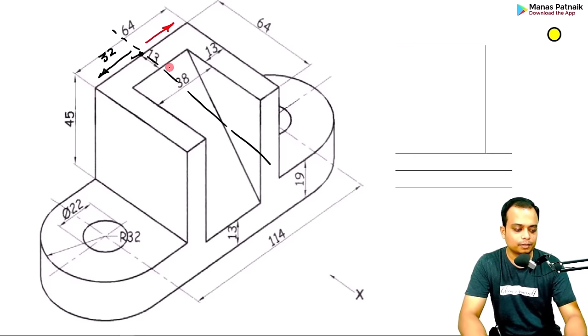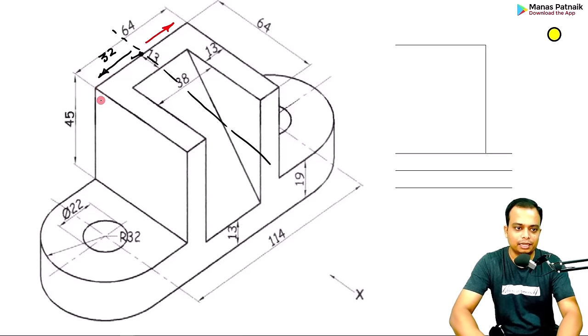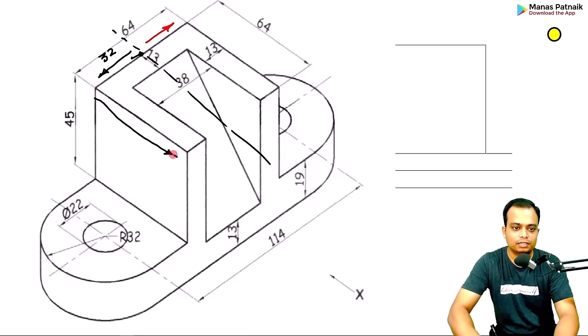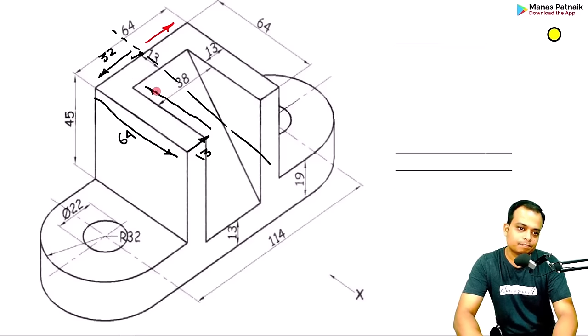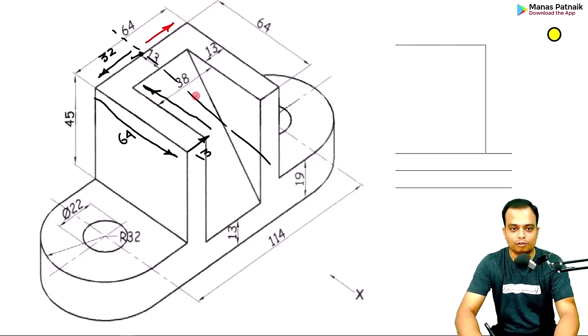No problem. Let me use a black color for the left inside portion. Then we need to move in this direction. How much is this, sir? This obviously is 64. This is very easy. Then we have to move in this direction. How much is this, sir? This is 13, by the way. 13, 13, 13. All of them, in fact. And then how much is this, sir? Let me make the arrow so that you guys can visualize it properly. If you watch.